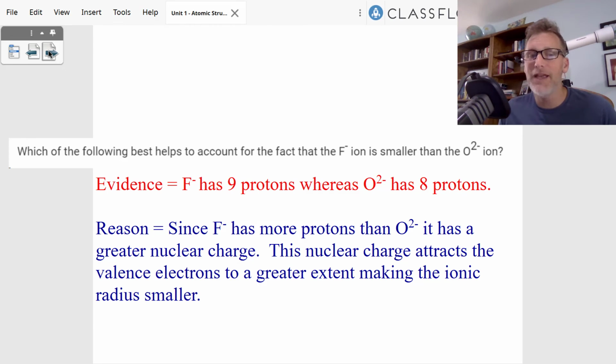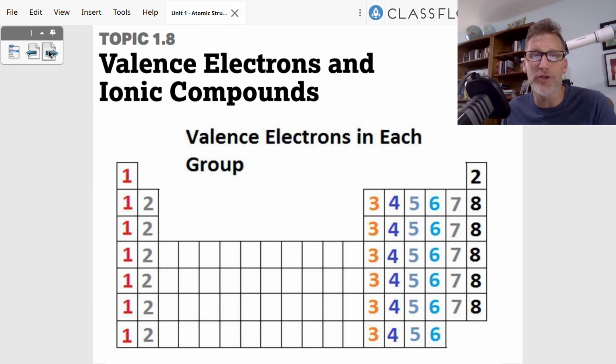Again, they gave us the claim. This is the evidence. Now we want to do what's called a reason. What does that mean if fluoride has more protons? If fluoride has more protons, fluoride has a greater nuclear charge compared to oxide. This greater nuclear charge attracts the valence electrons to a greater extent, making the ionic radius smaller. And therefore, the ionization energy would be larger because the electrons are more attracted to the nucleus. So that's topic 1.7, all about trends.